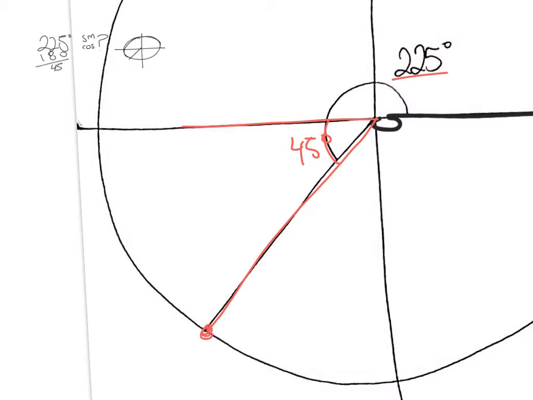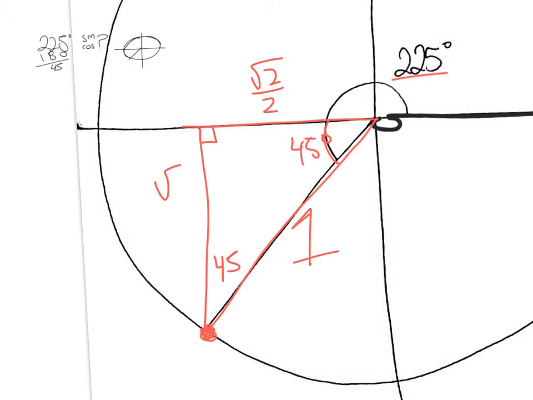So here's our terminal point. Looks like our x-coordinate is going to have a negative value, and our y-coordinate is going to have a negative value. We drop a line to the x-axis, forming our little triangle. And we recognize that as a 45, 45, 90. Therefore, the hypotenuse is 1, and root 2 over 2 and root 2 over 2 are the lengths of our sides.